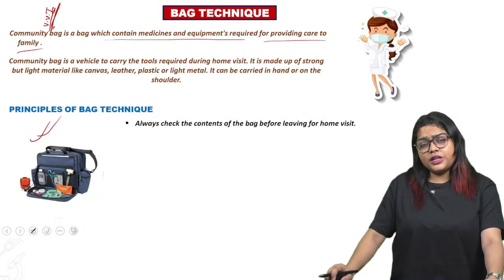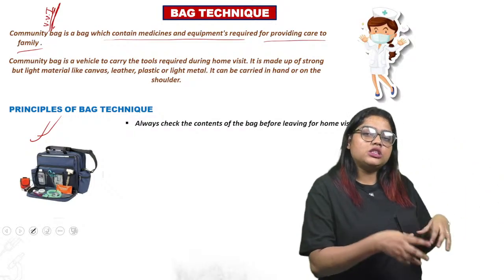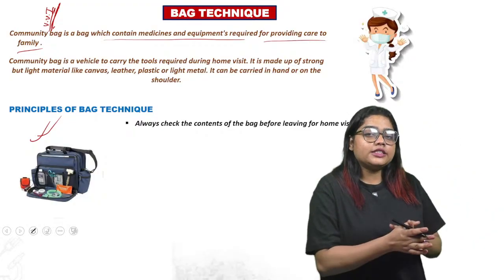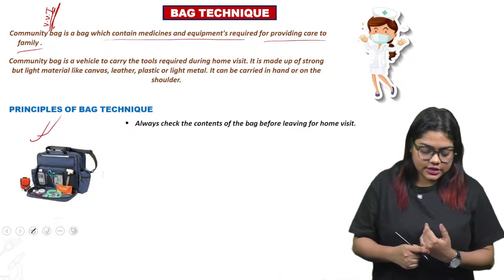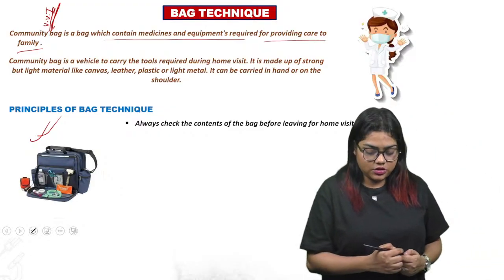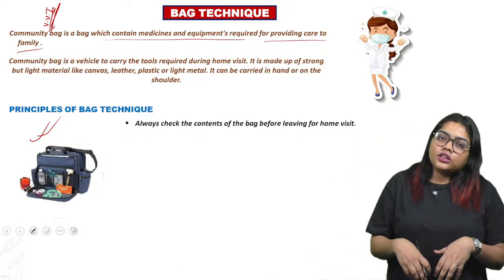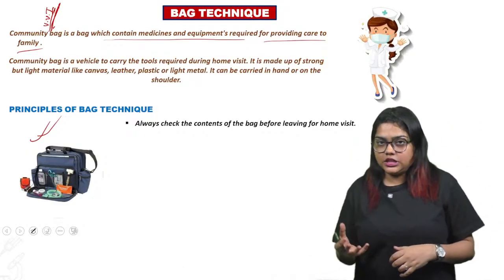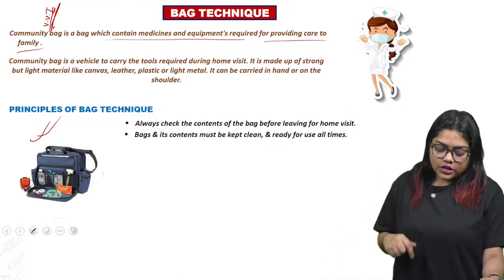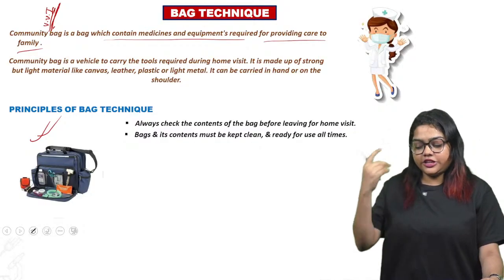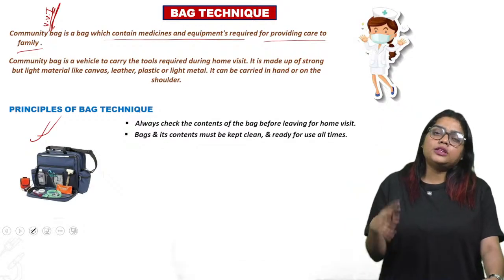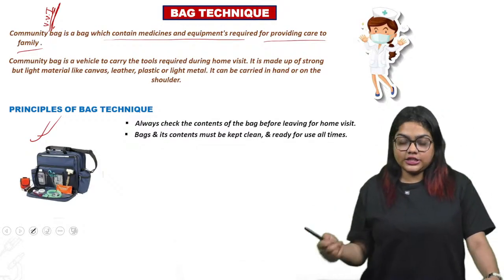Now there are some principles to maintain while you are giving care and using the instruments of the bag, on how you should use the bag. So let's discuss it. First, always check the contents of the bag before leaving for the home visit. Whenever you are going for a home visit, you should check whether all the contents are present or not. The bag and its contents must be kept clean and ready for use at all times, and especially the reusable things have to be sterilized before using them for the next home visit.